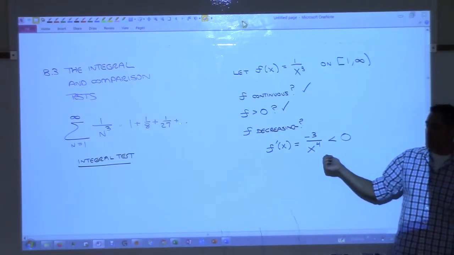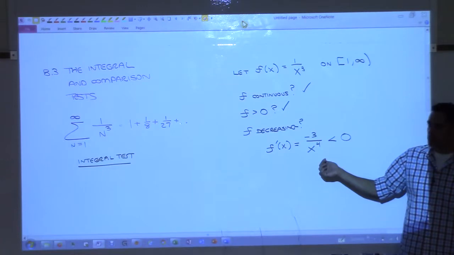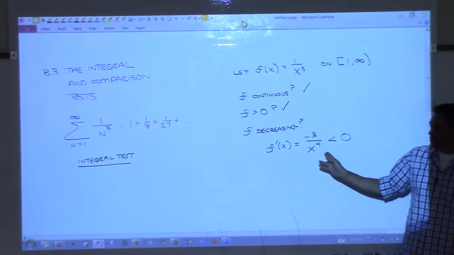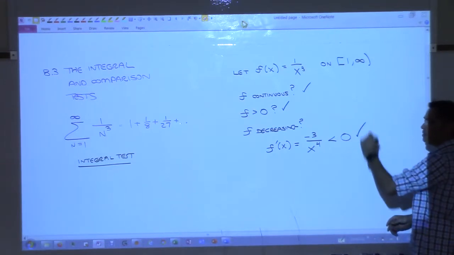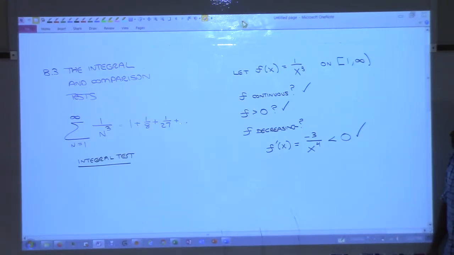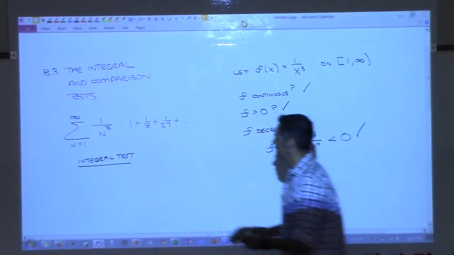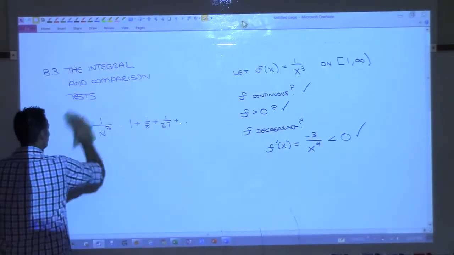That's more convincing than anything else, all right? Questions on that derivative? Okay, so check, it's decreasing. Any other things we have to check? Well, can we integrate that? I hope so. Okay, so here we go.